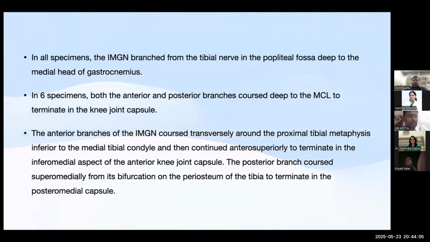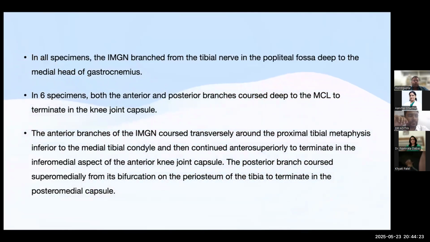In all the specimens, the inferomedial genicular nerve branched from the tibial nerve in the popliteal fossa, deep to the medial head of gastrocnemius. And in six specimens, both the anterior and the posterior branches coursed deep to the medial collateral ligament to terminate in the knee joint capsule.